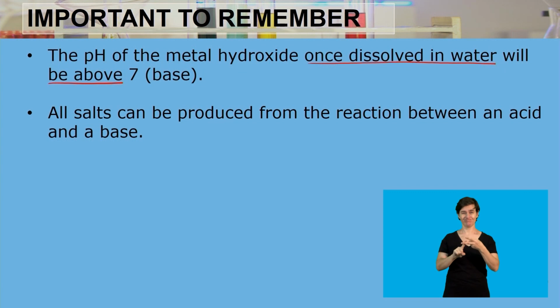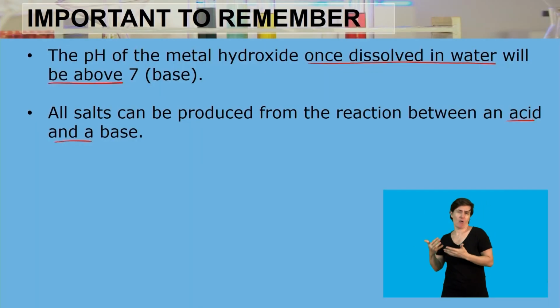Then number 2, all salts can be produced from the reaction between an acid and a base. Remember again that a reaction between an acid and a base can be regarded as a neutralization reaction only if the strength of the acid complements the strength of the base. So they should both be either a strong acid and a strong base, or a weak acid and a weak base, for that reaction to be regarded as a neutralization reaction, because the product is going to be determined by the strength of either the acid or the base.